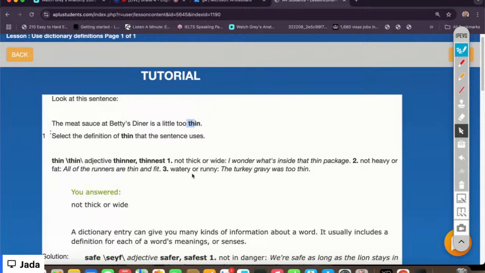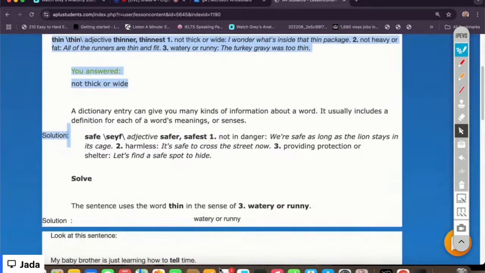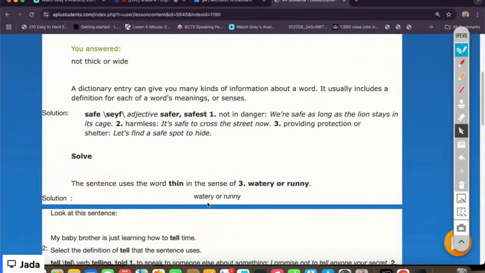So first we have not thick or wide. I wonder what's inside that thin package. Not heavy or fat. All the runners are thin and fit. Watery or runny. The turkey gravy was too thin. By now you should have figured out the best meaning for thin in this whole definition. So we will have the words watery or runny, because that's the meaning of thin in that sentence.